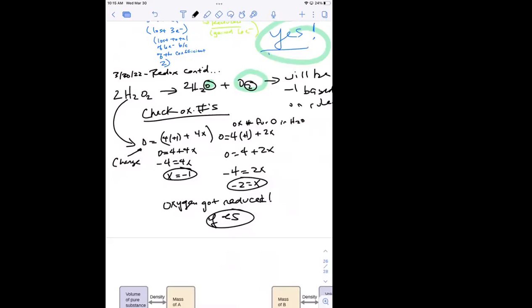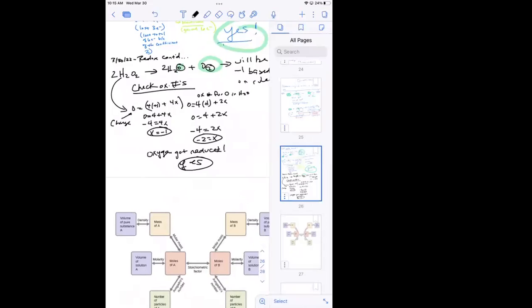All right, now we're going to move on. I'm going to write it as we go. So we're now going to talk about balancing redox equations. I wrote this somewhere in here, and now I have to find it. But let's talk about that now. That's the topic for today: balancing redox equations.